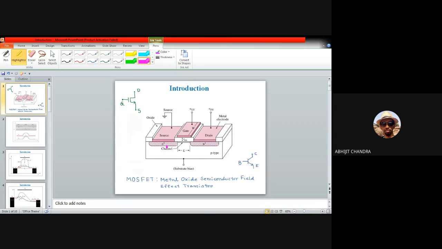So this P-type semiconductor is there, and we do have two different N-plus regions. One N-plus region is acting as the source, and the second N-plus region is acting as the drain.